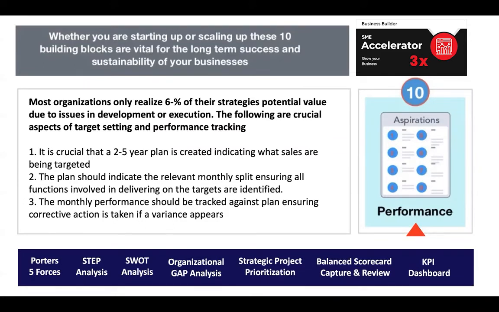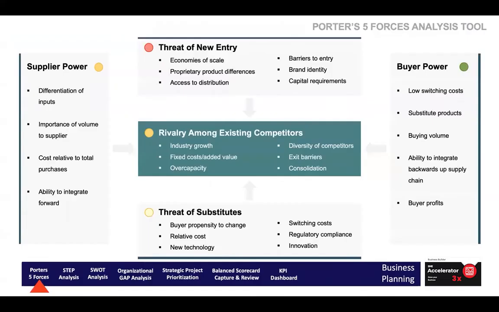This module specifically focuses on the sub-diagnostic tools that are available for you. We provide you with Porter's 5 forces, STEP analysis, SWOT analysis, organizational gap analysis, strategic project prioritization, balanced scorecard capture and review, and ultimately the KPI dashboard. So looking at each one of these individually, the first one would be the Porter's 5 forces analysis. You will be provided with this model in order to update as a template.